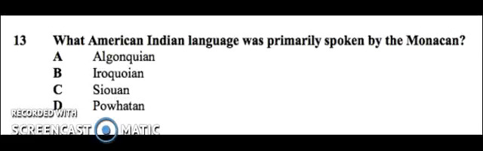Question 12. Richmond, the capital of the Confederacy, was captured by F. Robert E. Lee, G. Ulysses S. Grant, H. Confederate soldiers, or J. Stonewall Jackson.